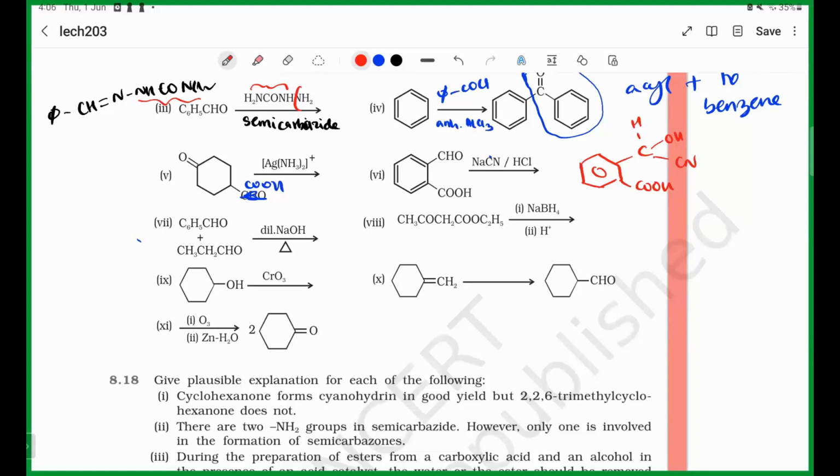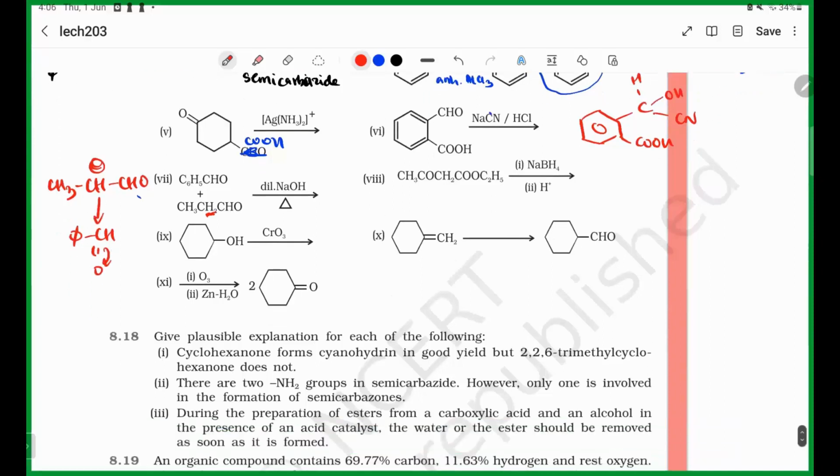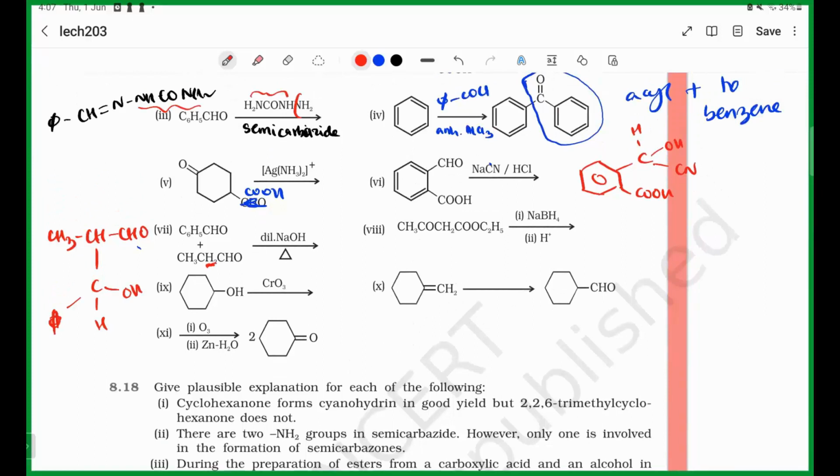The seventh one is simply a matter of aldol condensation. There's an alpha hydrogen only in the second compound. That is an alpha hydrogen. So your final product is going to be CH3CH(OH)CH2CHO with C6H5CHO added, with OH. So that is the aldol product formed. But of course, be careful because there was also a given heating. And what happens when heating? The hydroxyl group leaves and you get a double bond. So that is the final product.